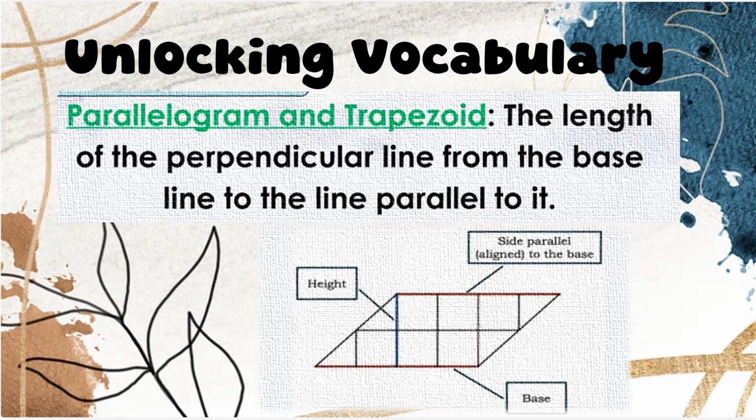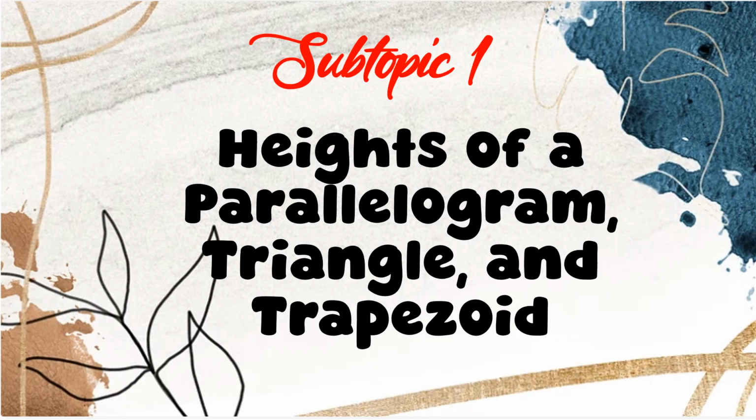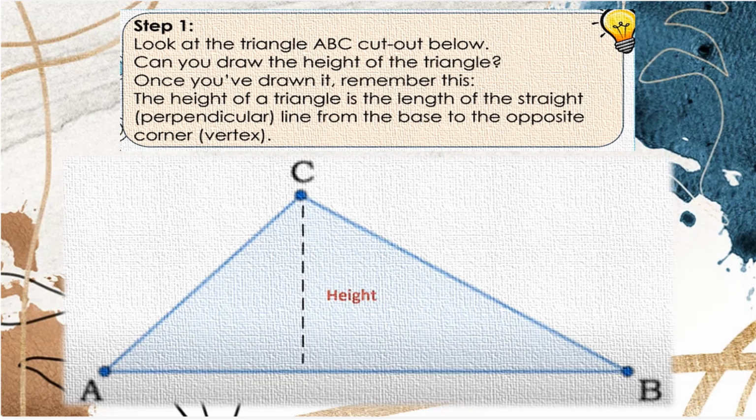For a parallelogram and trapezoid, the height is the length of the perpendicular line from the base line to the line parallel to it. Okay, so the perpendicular line from base 1 to base 2, that is the height of the parallelogram and trapezoid. Heights of a parallelogram, triangle, and trapezoid.